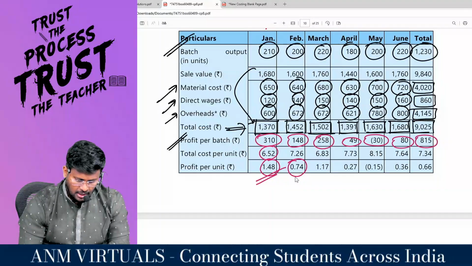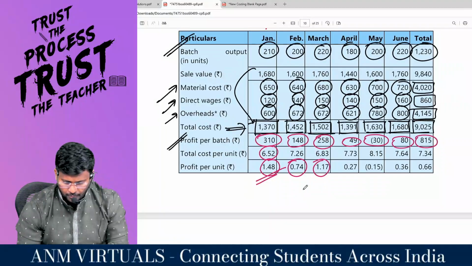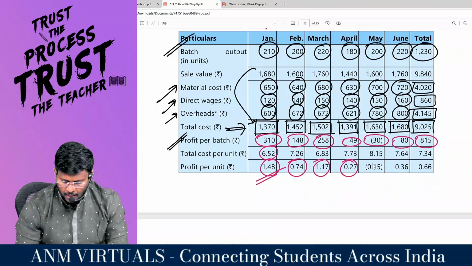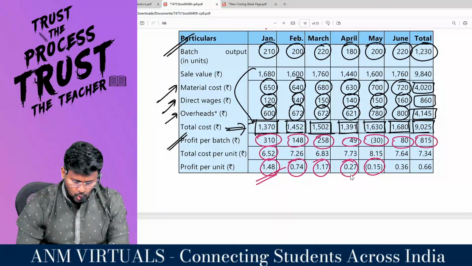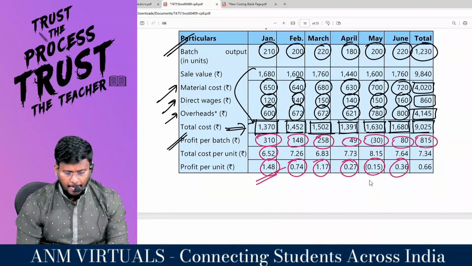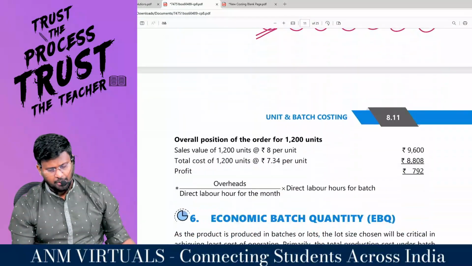Next one. 258 divided by 220 comes to 1.17. Next one, 49 divided by 180 comes to 0.27. Next one, there is a loss of 30. 30 divided by 200 comes to 0.15. Next one, 80 divided by 220 comes to 0.36. What is the total profit you have earned? 815 for 1,230 units. That means 0.66 per unit is the profit, right, sir?